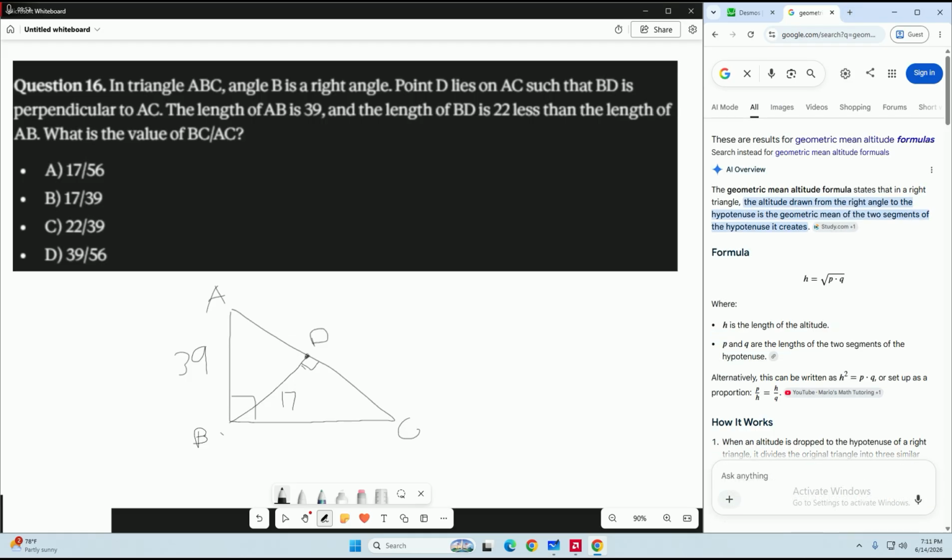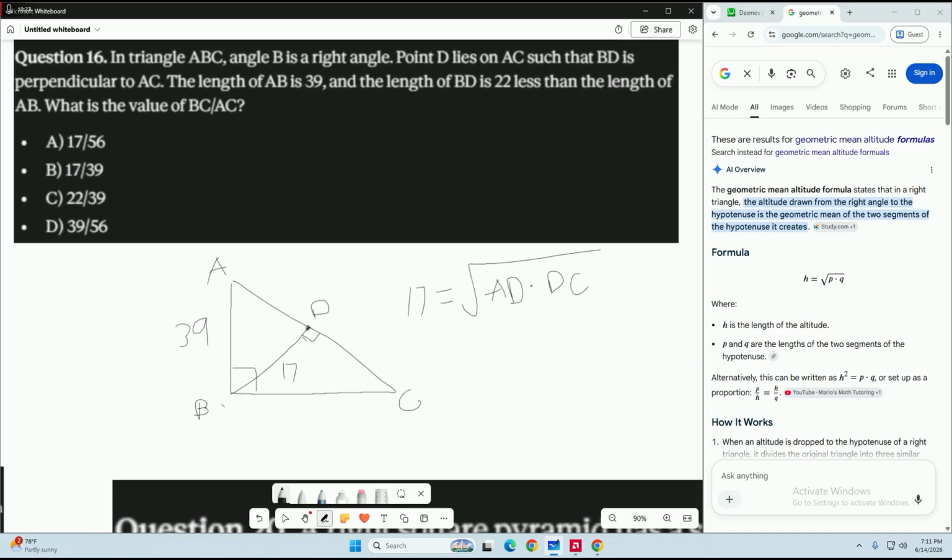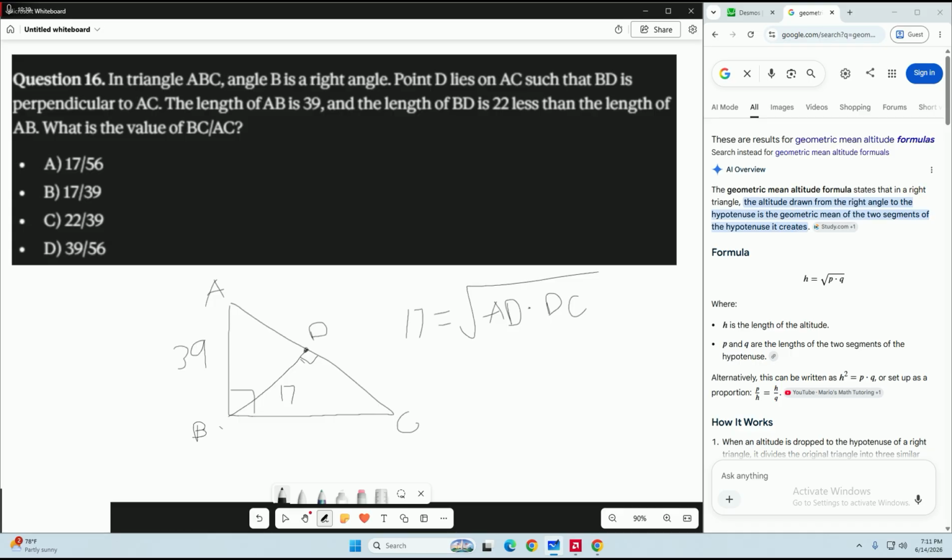So it's basically this formula right here. We have the length of the altitude, which is 17, as given to us. That's equal to the square root of p times q, where p and q are the two segments the altitude divides the hypotenuse into. If we extend this line a little bit, you're going to see that this is one segment and this is the other segment. So we can say that 17 is equal to the square root of AD times DC.